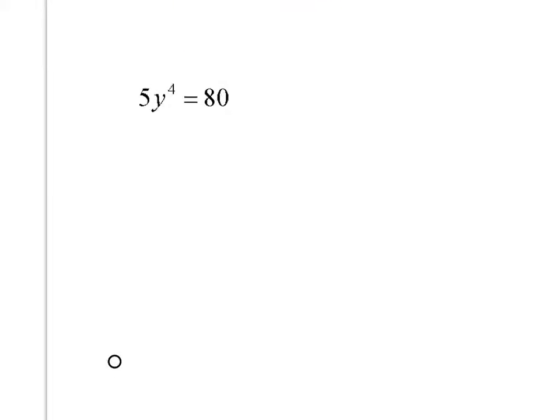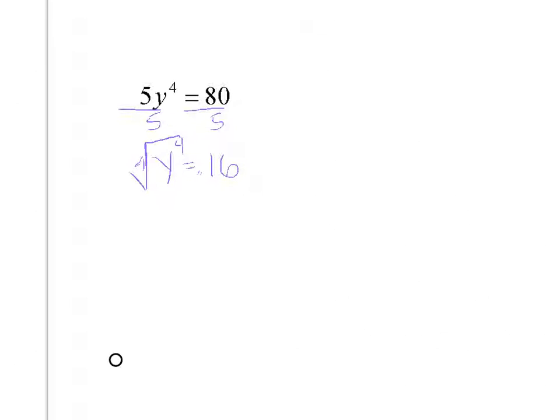Okay, again, I'm trying to get what's being raised to the exponent by itself, so I need to get rid of the 5. So I divide both sides by 5. So y to the 4th equals 16. And then I take the 4th root of both sides. So the 4th root and the 4 cancel, so it would be y equals, and then the 4th root of 16 is 2. But again, I've got an even number there, so I need a plus or minus, because the negative 2 would cancel out to be positive also.